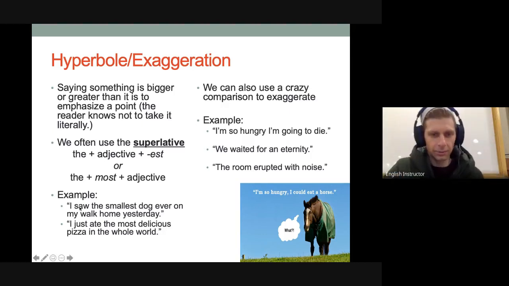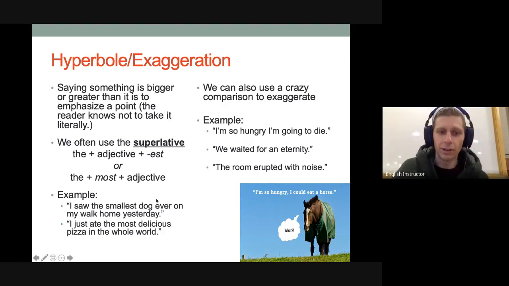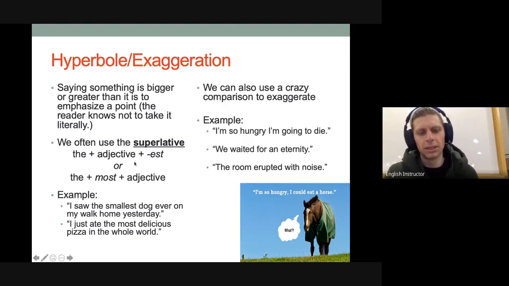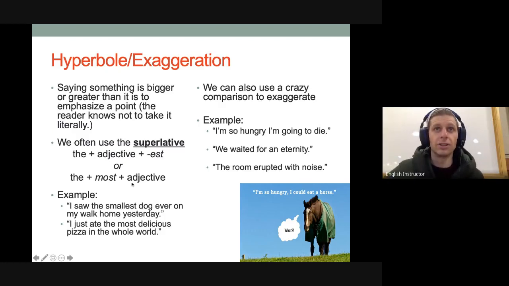And so, for example, down here, I saw the smallest dog ever. Is it the smallest dog ever? Are you sure? Or I just ate the most delicious pizza in the whole world. I'm sure it was very delicious. It might have even been the best pizza you've ever eaten, but are you sure it's the most delicious pizza in the whole world? So, it's an exaggeration, but the idea is that it's convincing the reader. It's emphasizing the point, like it's the most of something.